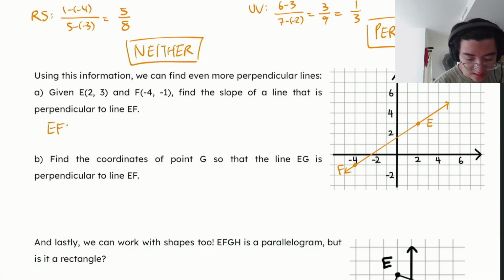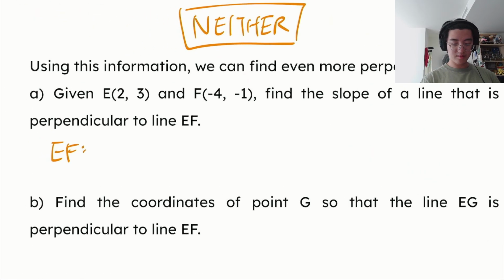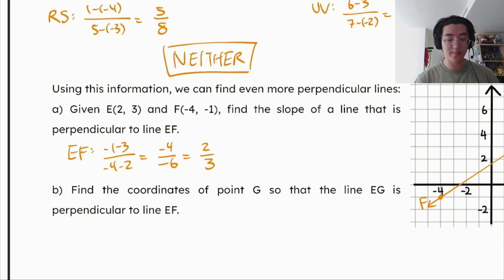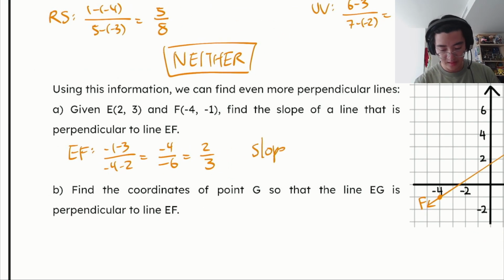Let's find the slope of just EF first. -1 minus 3, over -4 minus 2. It's -4 over -6, which is 2 over 3. A slope of a line that's perpendicular to it is the 2 over 3 flipped upside down, the reciprocal, with a negative. So it's -3 over 2.